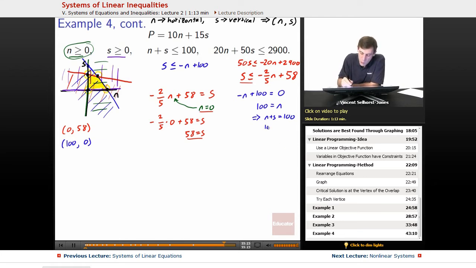If we plugged in that, we'd have 100 plus S equals 100, so therefore S equals 0. So we've got (100, 0). Notice that these are the two extremes possible for the car lot to sell. It could sell nothing but superfines, and it has a maximum amount of money that it can spend, 2.9 million. So it can't buy its lot entirely full of superfines. It could only have 58 superfines on the lot before it would run out of money to purchase cars with.